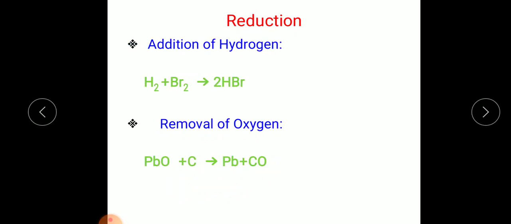Reduction, in a similar way, is defined as a process in which we have got addition of hydrogen, and bromine gets added to form 2HBr. So over here hydrogen is getting added, so this process is reduction. Next, removal of oxygen. Removal of oxygen is also considered as reduction. In this reaction, lead oxide plus carbon giving you lead plus carbon monoxide, oxygen gets removed and it forms lead. So this is a reduction process.